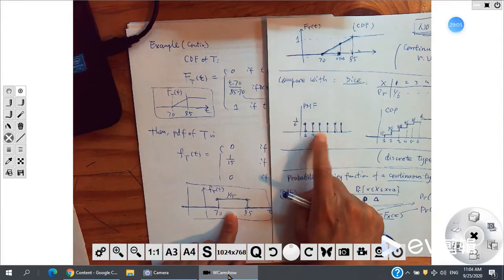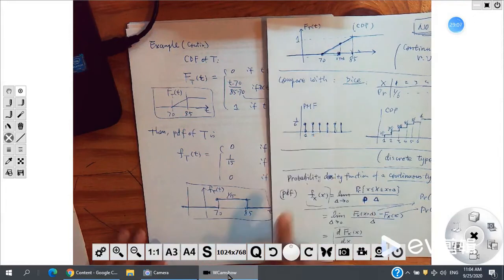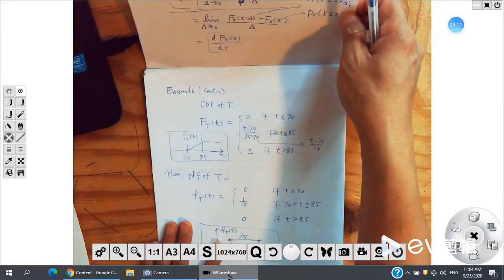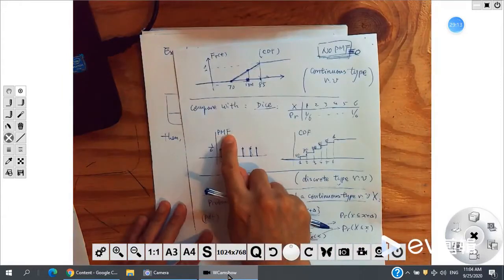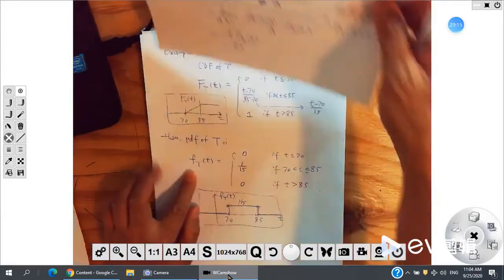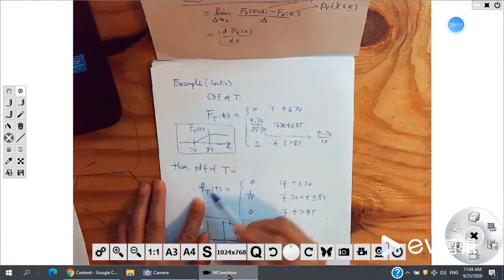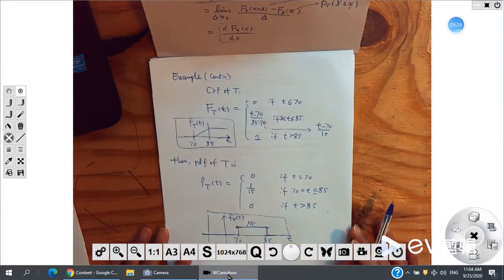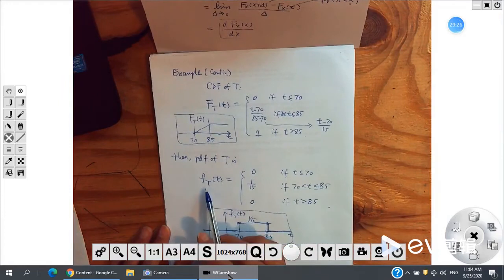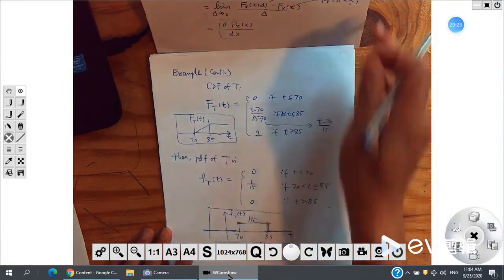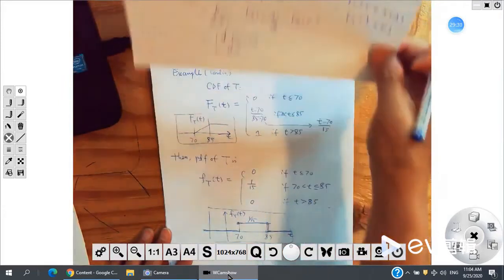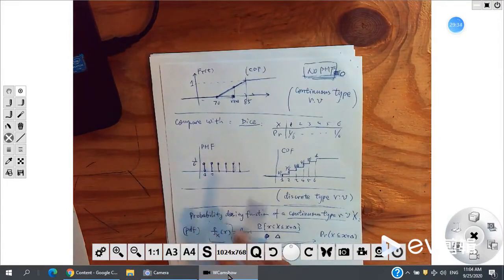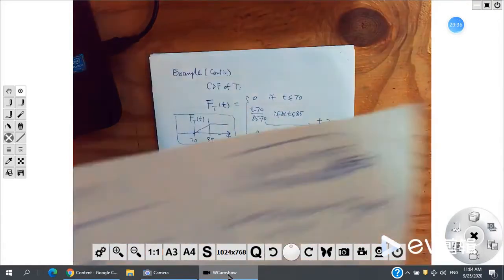You see, they're similar. Okay, so for a continuous type random variable, we do not have a PMF, but we have a PDF. So we can use the PDF to replace that PMF. And they are similar. All right.